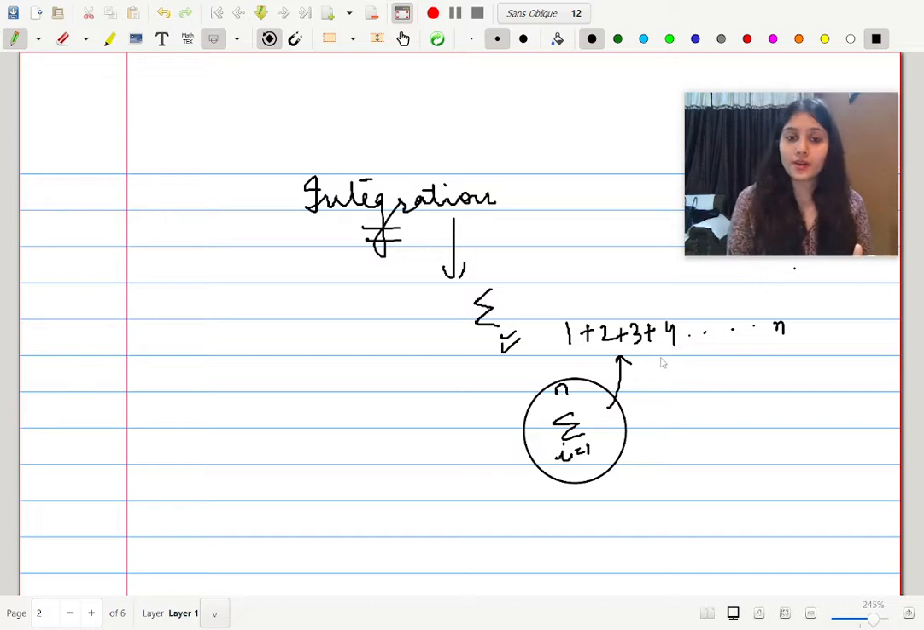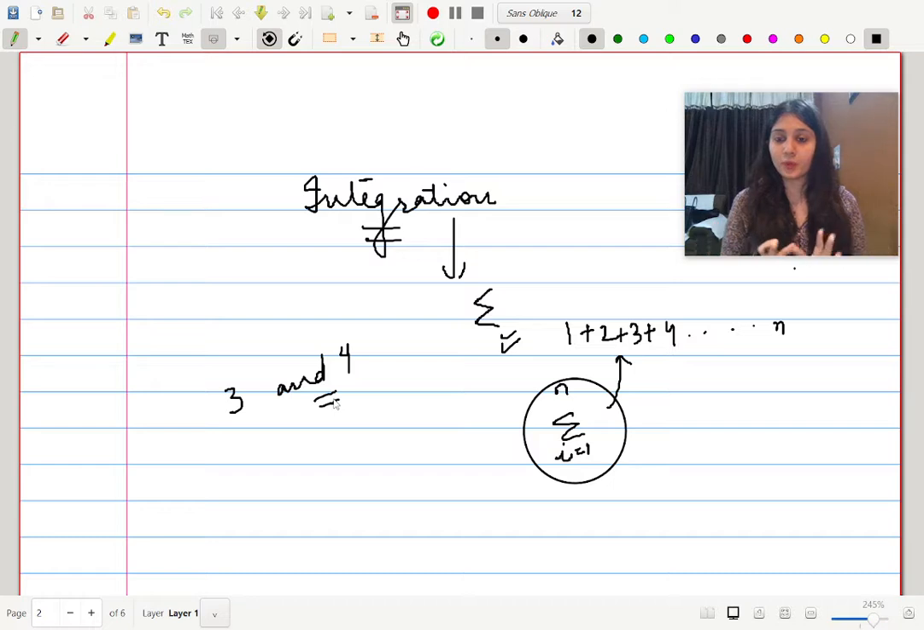But let's say I want to add all the numbers that exist between 3 and 4. 3 and 4 are two numbers, and all the numbers that exist between 3 and 4, you can think of as a lot of numbers, right? 3.01 is also a number, 3.1, 3.000001. So an infinite number of numbers exist between 3 and 4, right?